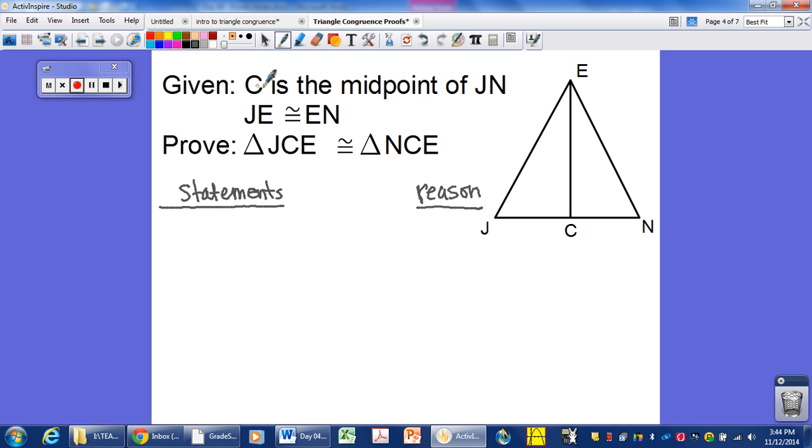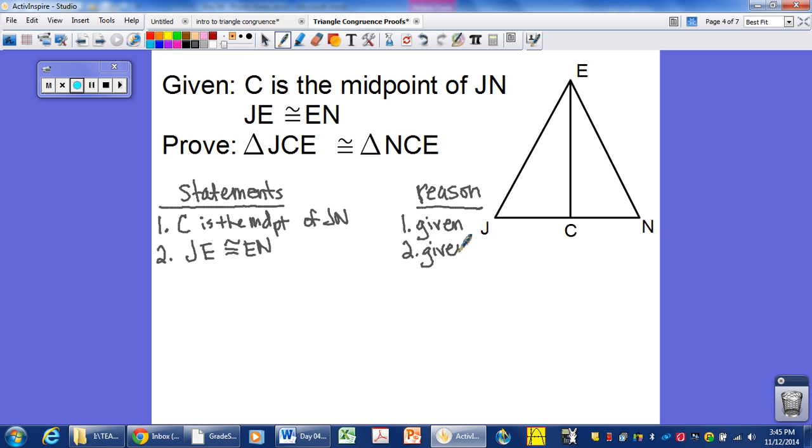So we're given that C is the midpoint of some segment JN. We always write down your given information first. C is the midpoint, and I'm going to shorthand midpoint MDPT. C is the midpoint of JN. So the first statement is always just what are you given? And the reason that you can write it down is because it is given. And the second one, I'm going to use the second line for the other given, that JE is congruent to EN. That is also given.